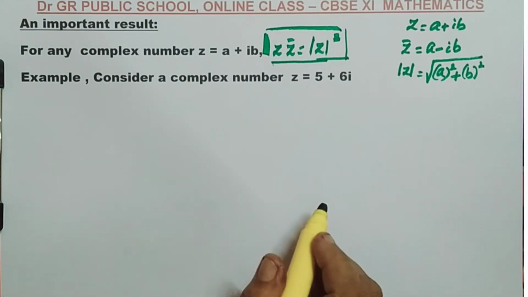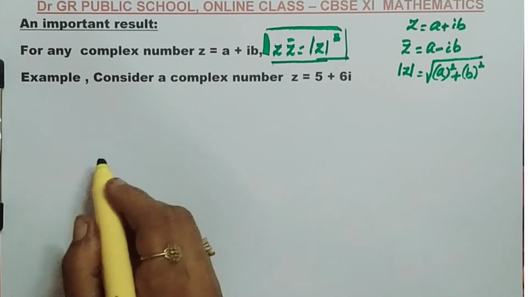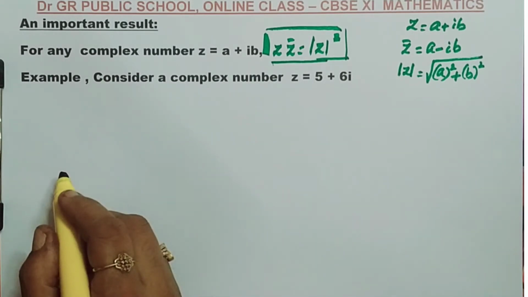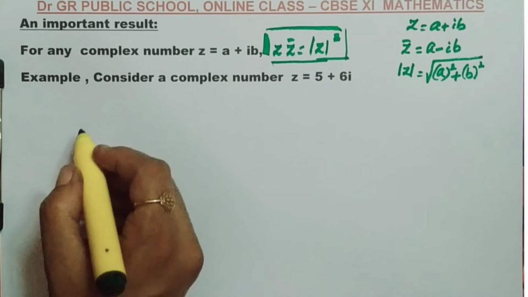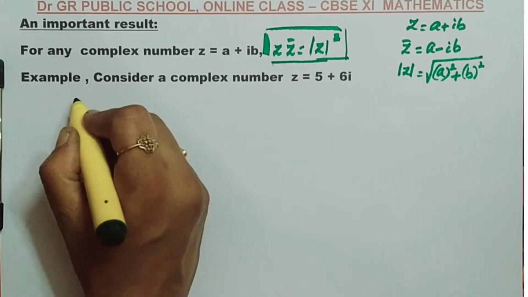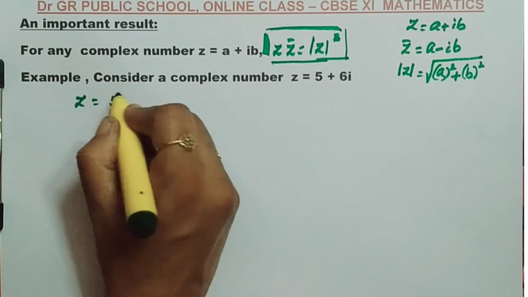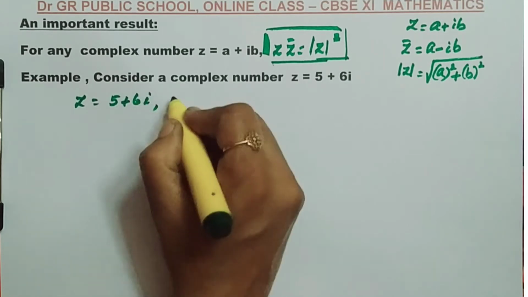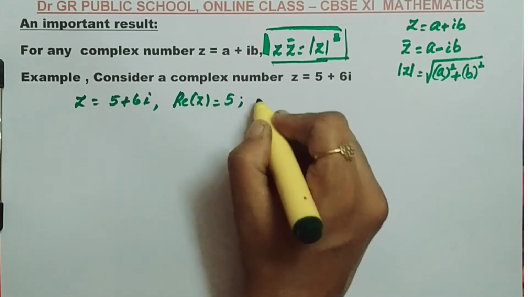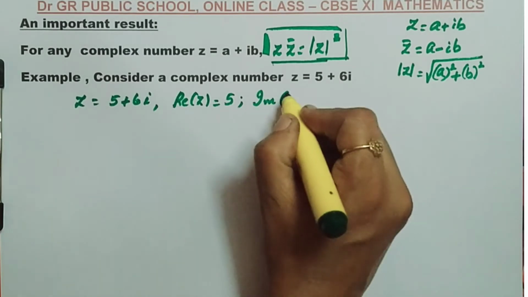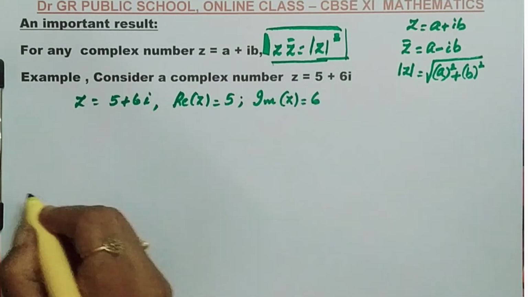Okay. We can check whether this is true using an example. Consider a complex number z equals 5 plus 6i. Let z equals 5 plus 6i. Here, the real part of the complex number is 5, and the imaginary part of the complex number is 6.